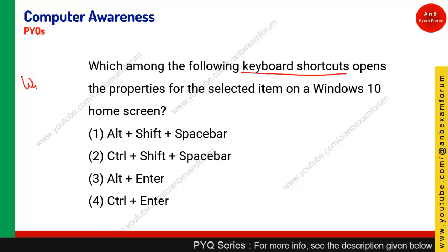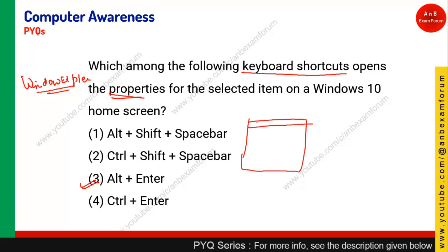So again, I think it is from the Windows Explorer chapter. Suppose there is one folder or one application, and you want to find the properties of that item. What is the keyboard shortcut key for that? It is basically Alt plus Enter. If you press Alt plus Enter, it will open a pop-up window that displays all the properties related to that selected item.